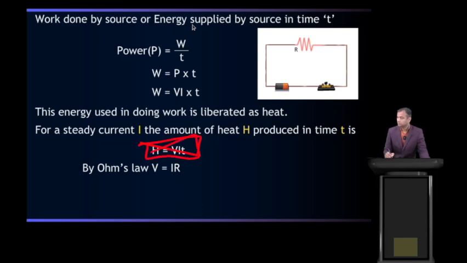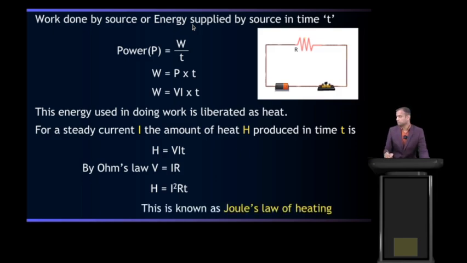Now we use Ohm's law, V equals IR, so H equals I square RT. So from this formula you can make some conclusion, that H depends on I, it depends on R, and again it depends on T also. This is known as Joule law of heating. So what is the Joule law of heating? H is equal to I square RT.